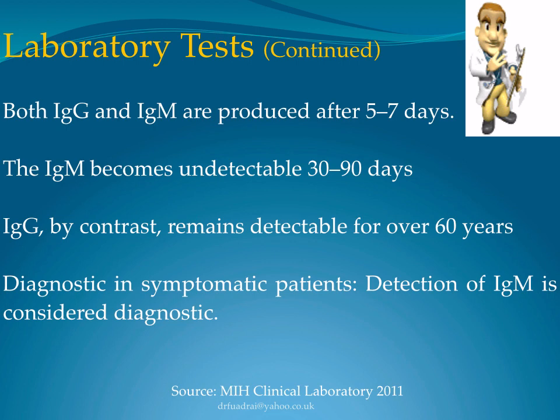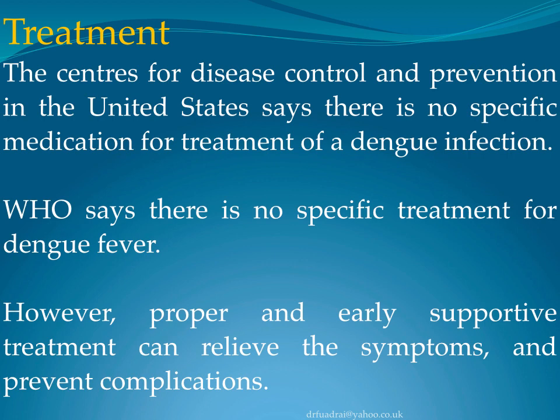Then the IgM becomes undetectable 30 to 90 days after a primary infection, but earlier following reinfections. IgG, by contrast, remains detectable for over 60 years, and in the absence of symptoms is a useful indicator of past infection. In a person with symptoms, the detection of IgM is considered diagnostic.